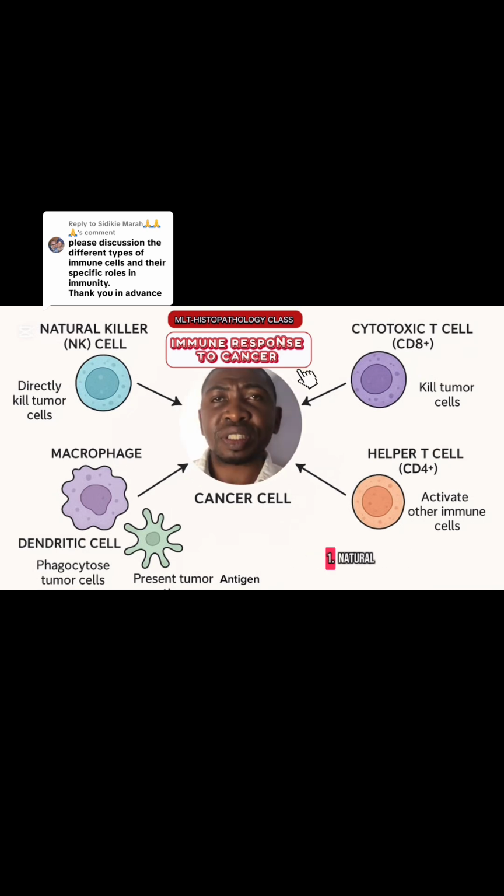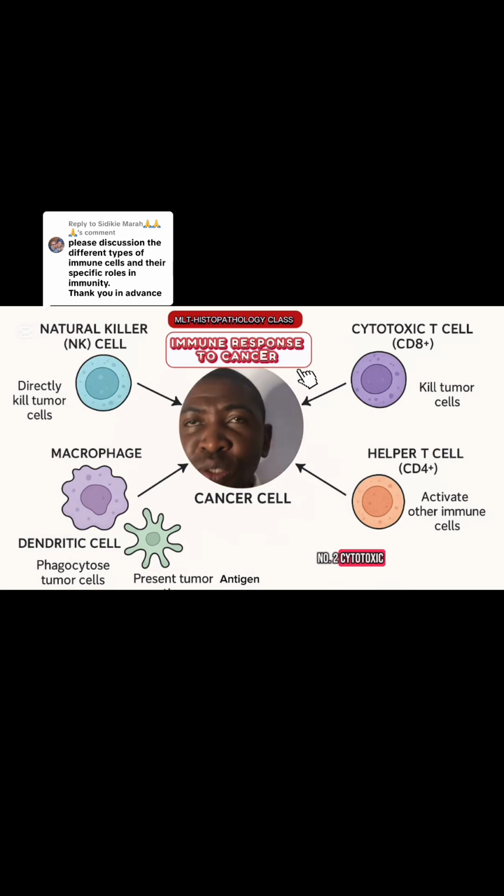The key immune cells include number 1, the natural killer cells, which directly kill tumor cells without prior sensitization. These cells release perforins and granzymes to induce apoptosis in cancer cells. Therefore, the natural killer cells are part of the innate immunity and act rapidly against abnormal cells.